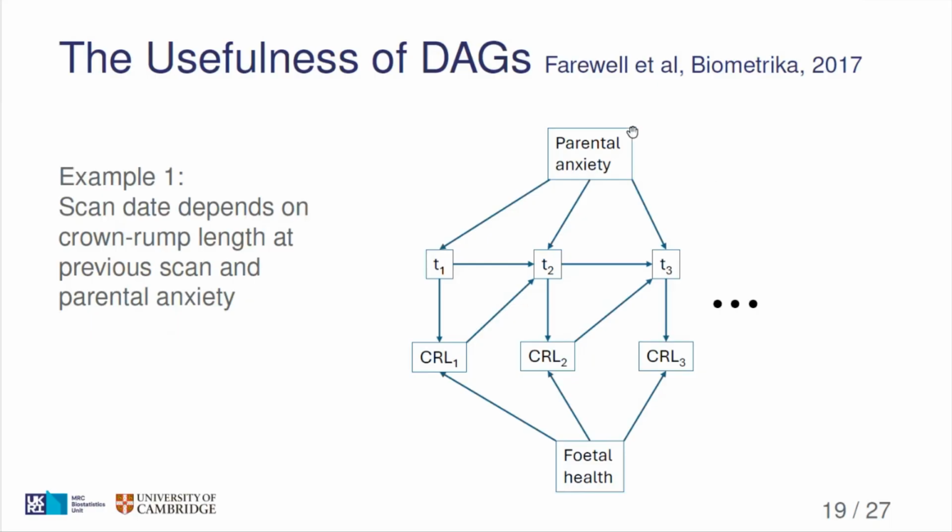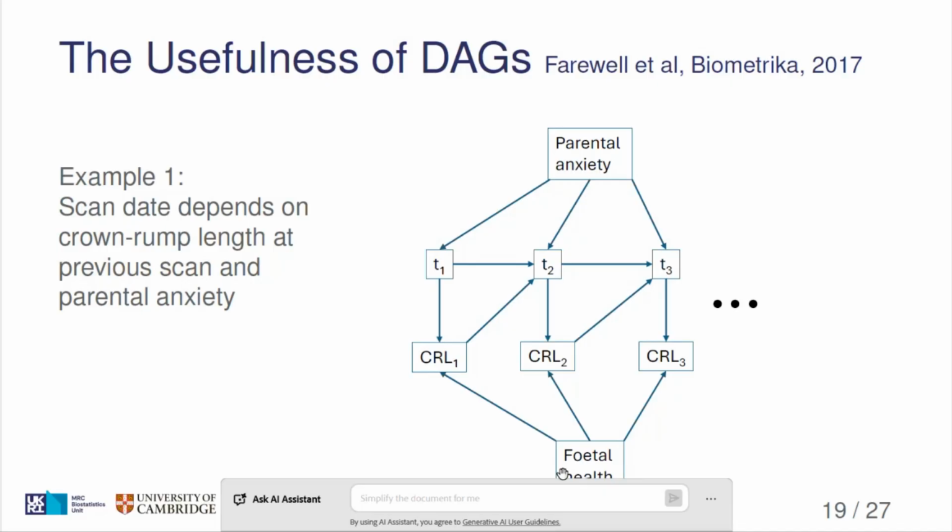And so this is a plot. It's a simplified version of the DAG from Farewell et al. The idea here is just to show everything that's affecting these processes and understanding the links between them. CRL here is representing the crown rump length, and T is the time at which that was measured. The crown rump length is being measured on visit 1 here, visit 2 here, visit 3 here, and so on.